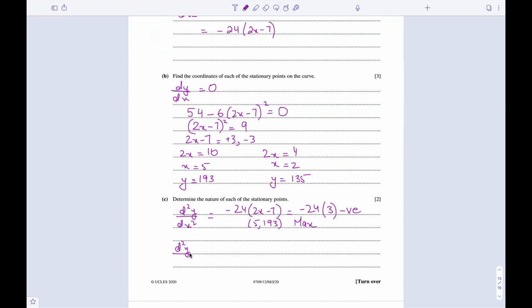And now substituting x equals 2 into the equation, we will get minus 24 into (4 minus 7). This will give us a positive value. 24 times minus 3 will give us a positive value. So this will become a minimum value. So we can say that the coordinates (2, 135) will be minimum.